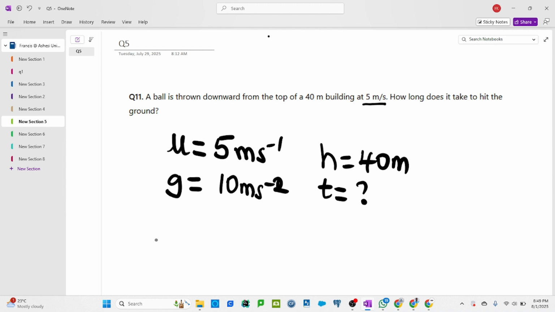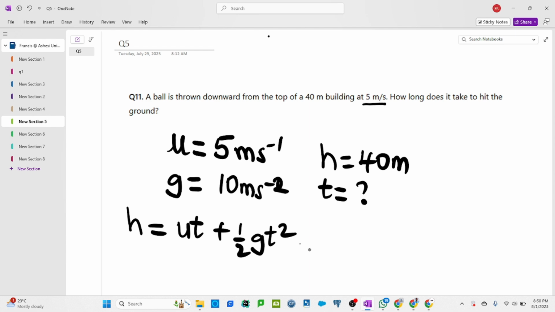Which is h equals ut plus half gt squared. Okay, is that your final answer? Is that your final equation? Are you sure? Robert, are you sure? Yes, sir.